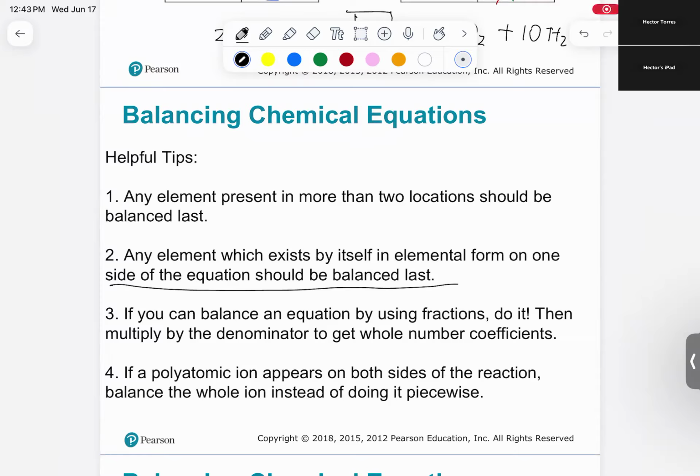And then the last one is for polyatomics. Polyatomics are a little bit tricky just because they're bigger and add a lot more atoms. So sometimes it's easier to keep them together rather than separate them into different atoms. And I'll show you in a little bit.